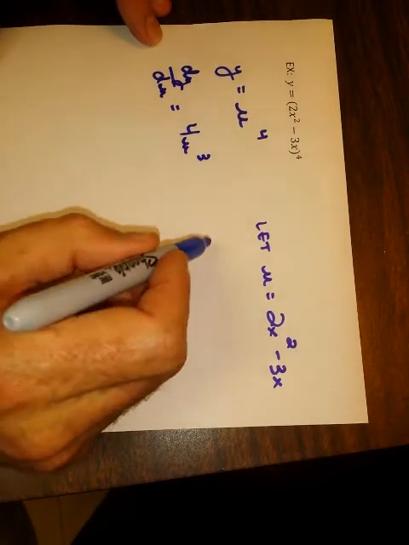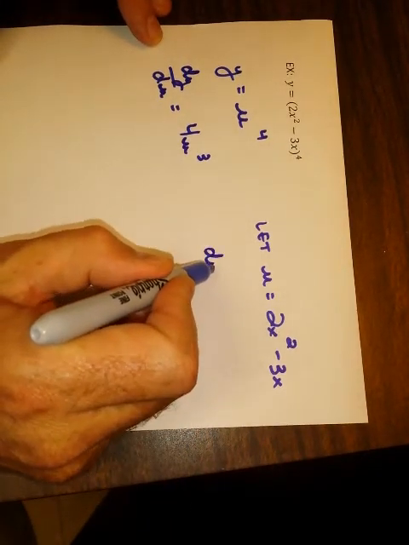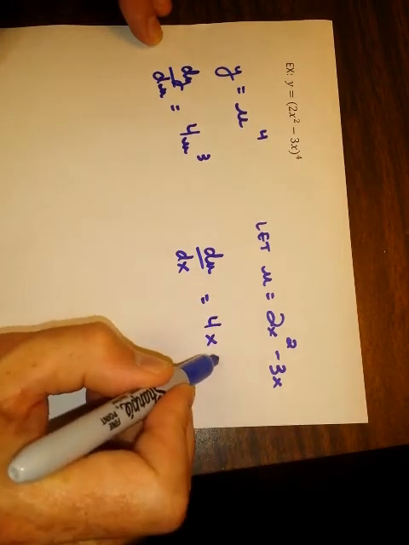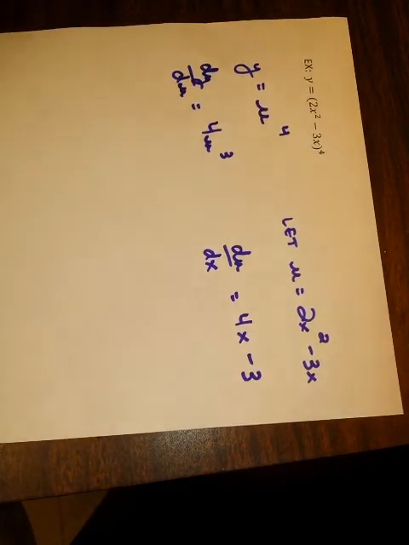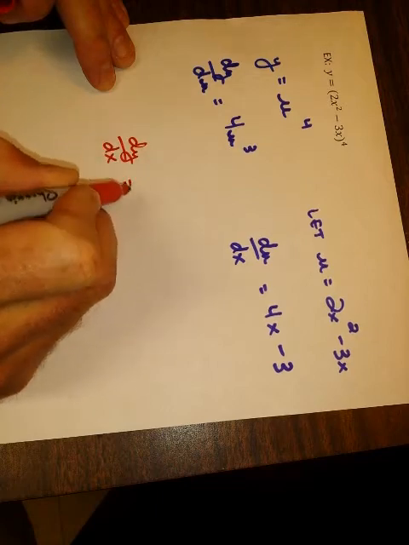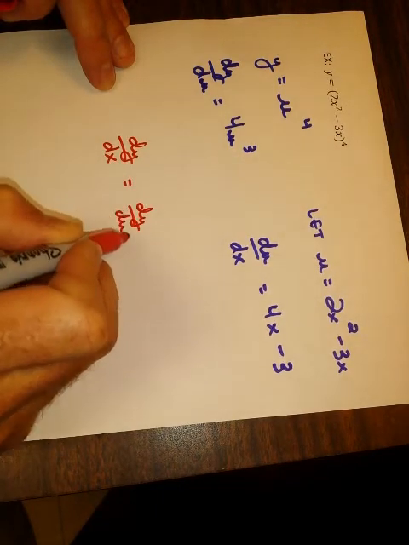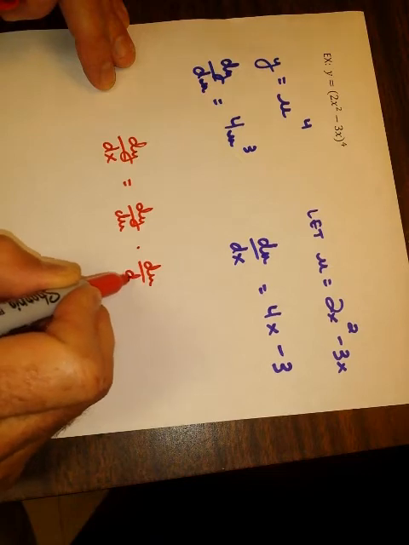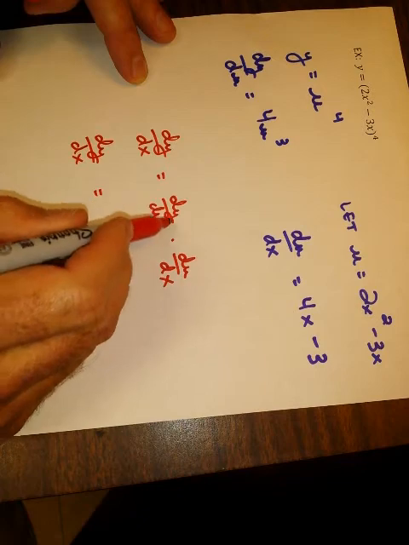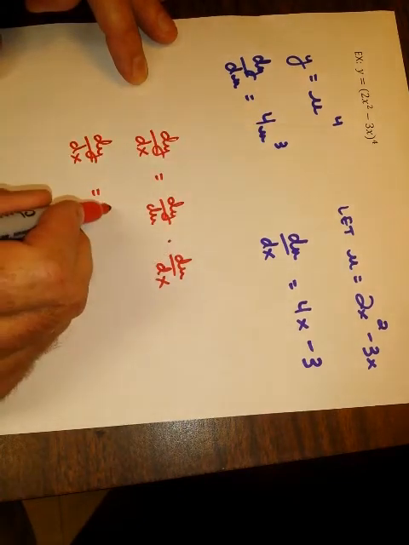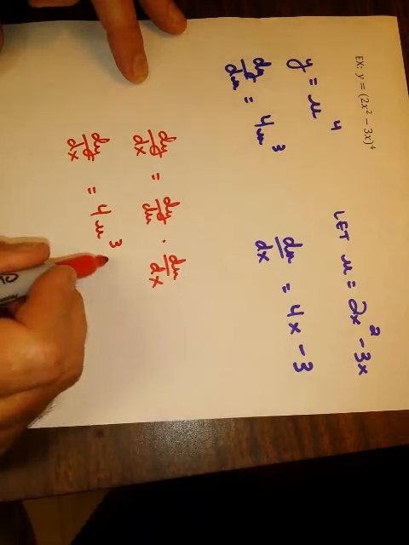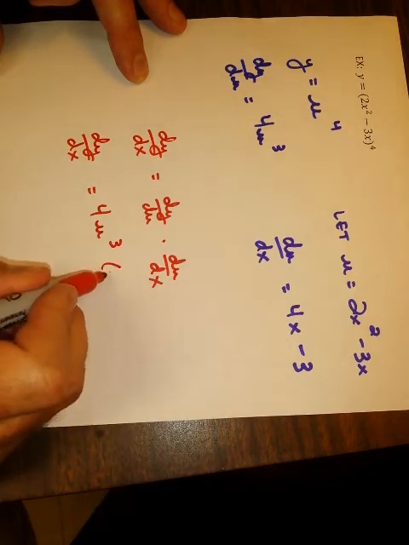I'm going to then find dy/du using the power rule, and the same thing goes, I'm going to also find du/dx using the power rule here. So then based on this little statement here, we're going to substitute in dy/du, which we found to be 4u cubed, and du/dx, which is 4x minus 3.